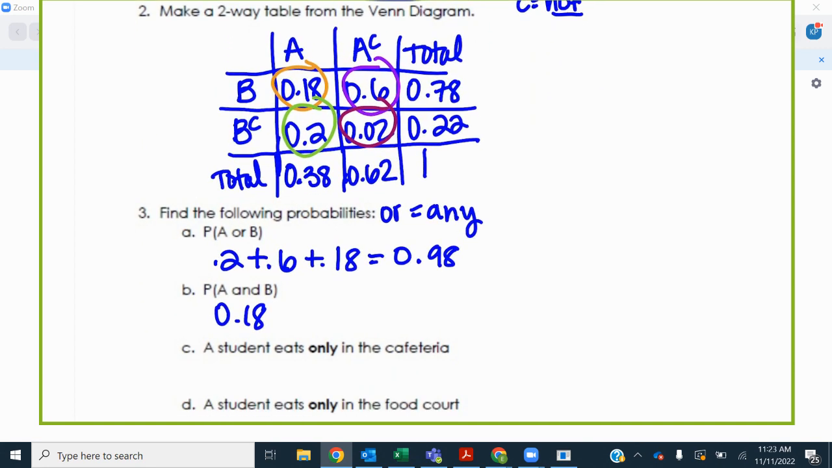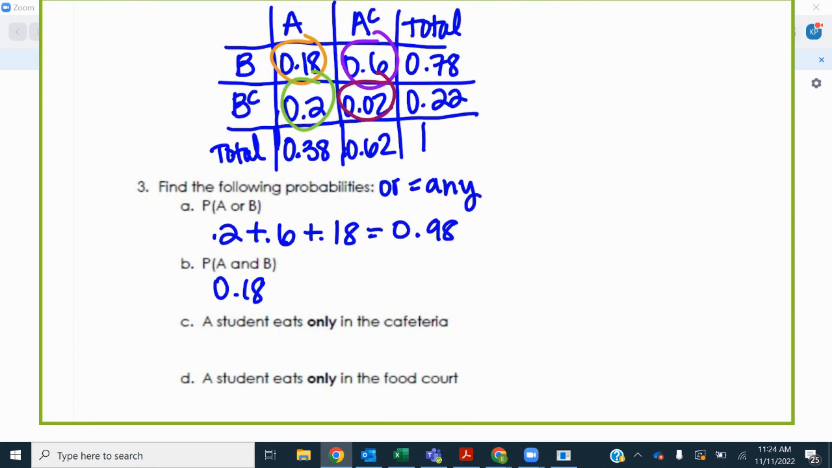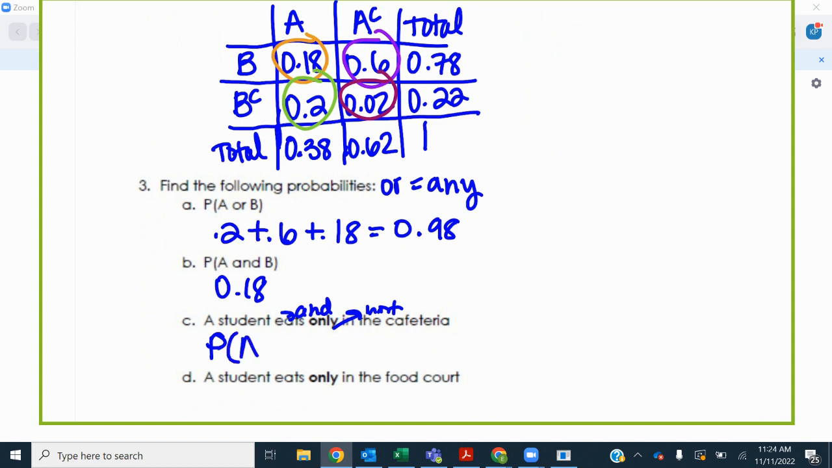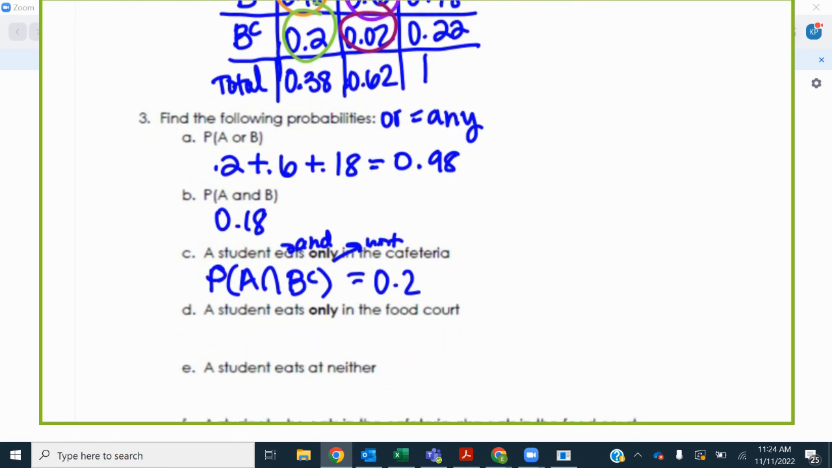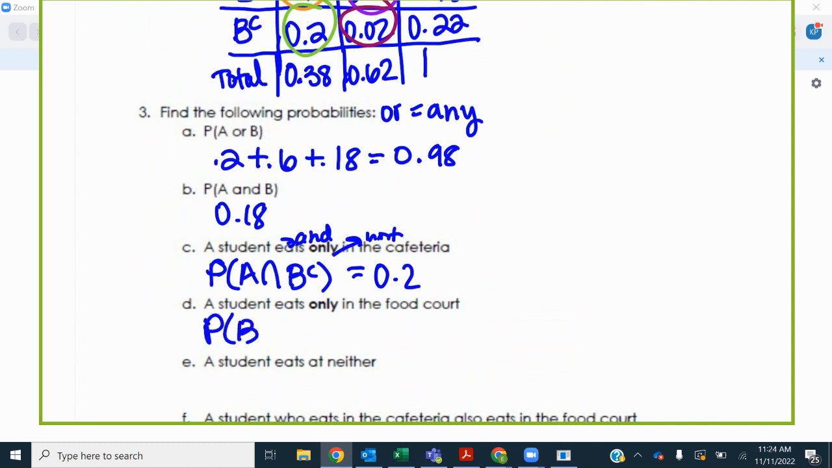Now, I'm going to show you some notation for only in the cafeteria. Only in the cafeteria would be P of cafeteria and not the food court. Remember, that means and that means not. So cafeteria and not food court, or cafeteria was A. Oops, let me fix that. Cafeteria and not food court would be that 0.2, where you can use the Venn diagram or you can use a two-way table.